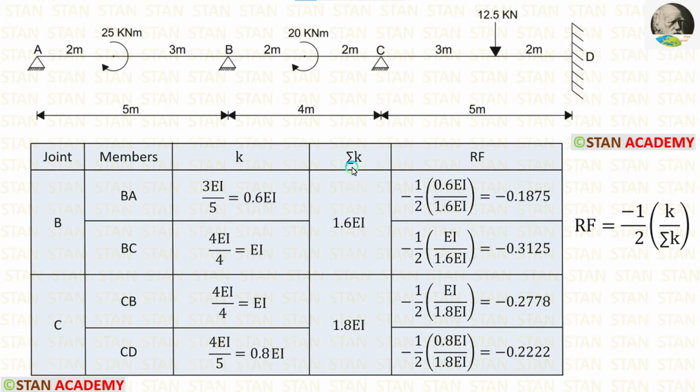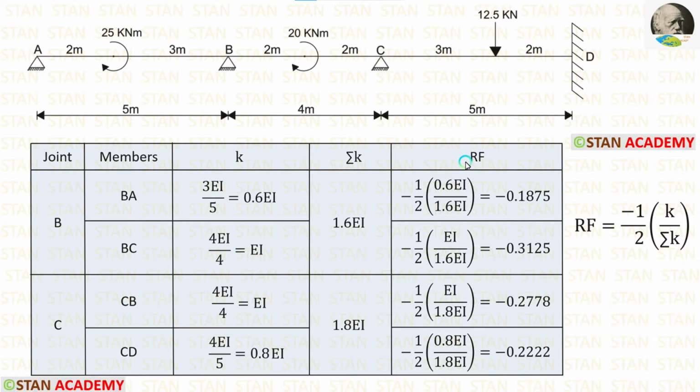Now, let us calculate sigma K. In the joint B, there are two stiffness values. Let us add both of them. After adding, we are getting 1.6 EI. In the joint C also, we have calculated two stiffness values. Let us add both of them. After adding, we are getting 1.8 EI.